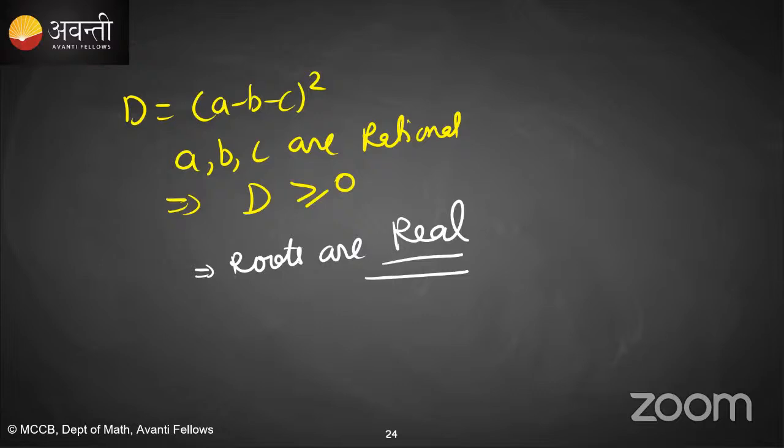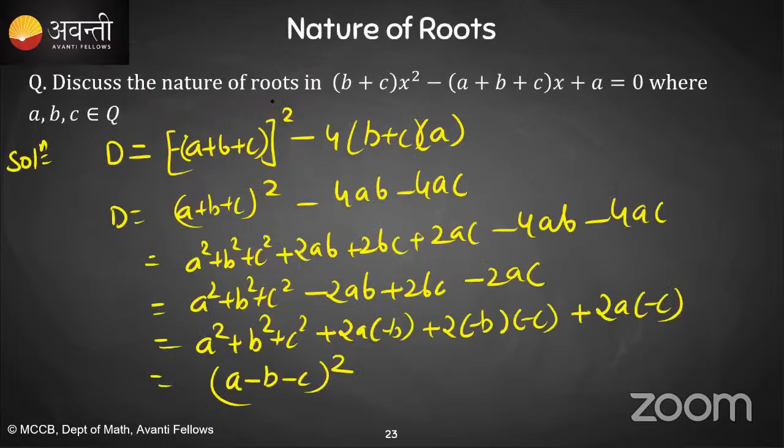Yes, Archana, I can repeat. See, I said that for finding the nature of roots, you have to check D. D is nothing but the discriminant, which is b square minus 4ac. So this is written as a plus b plus c whole square minus 4b plus c into a. When you expand this, you will get a square plus b square plus c square minus 2ab plus 2bc minus 2ac, which is nothing but a minus b minus c whole square, right?